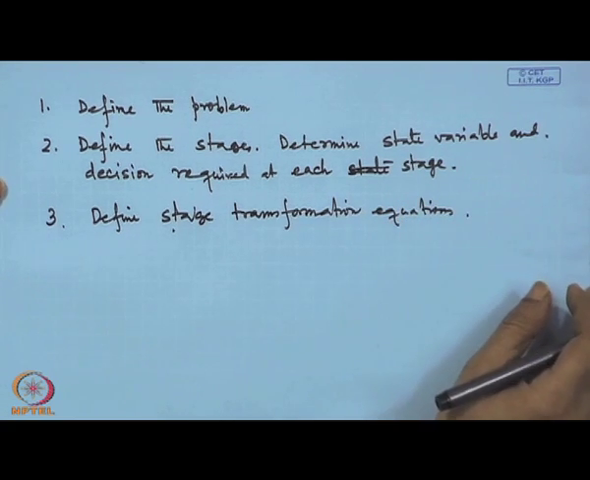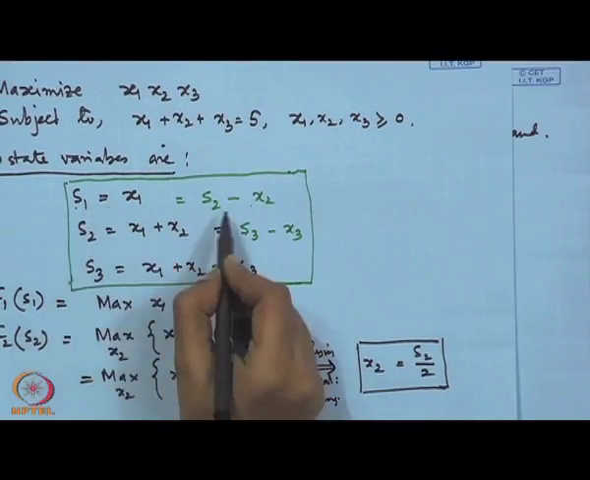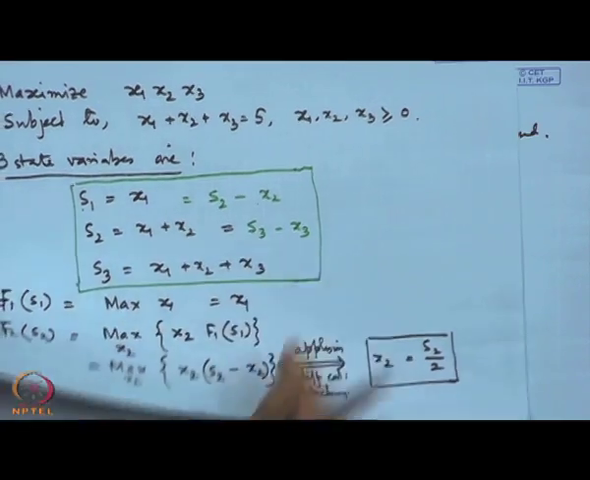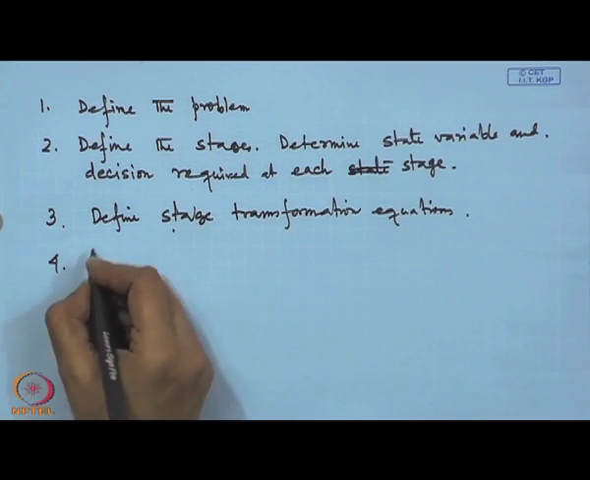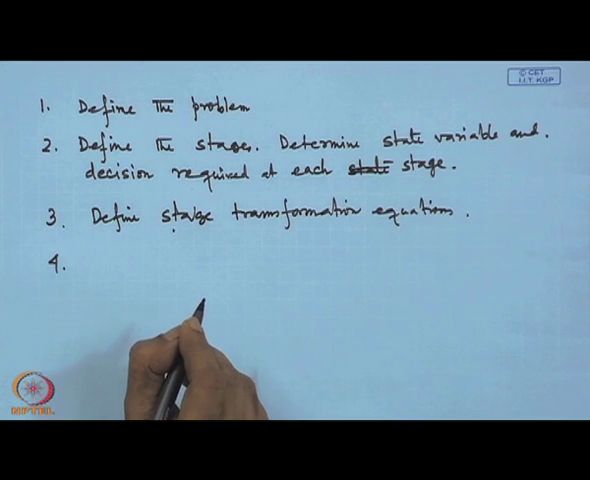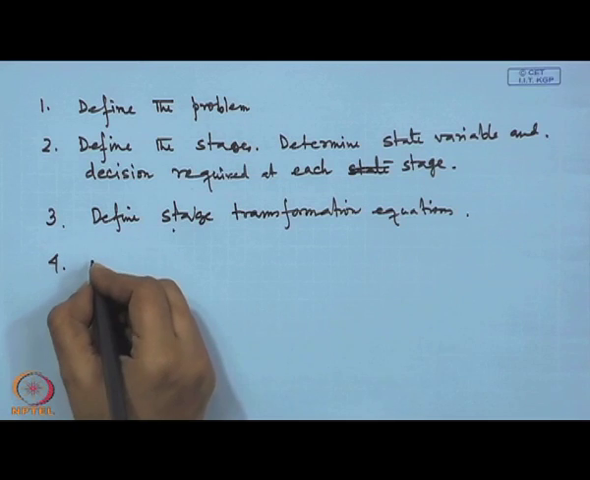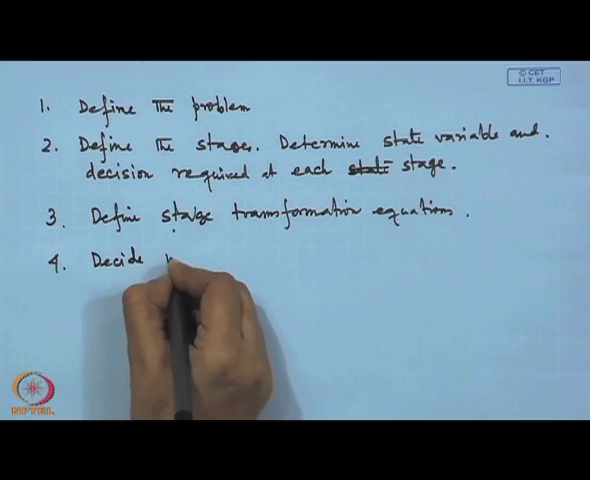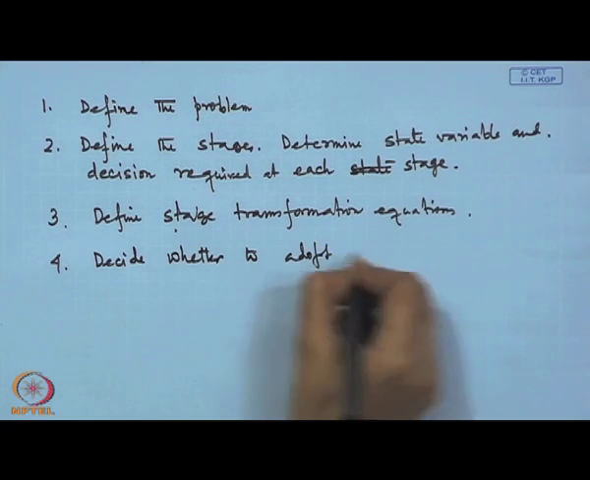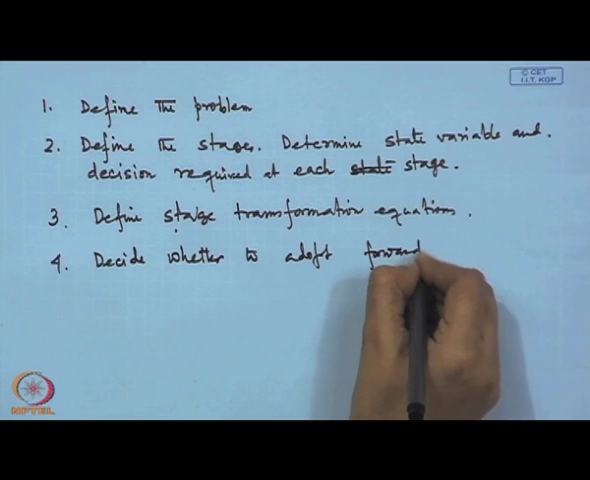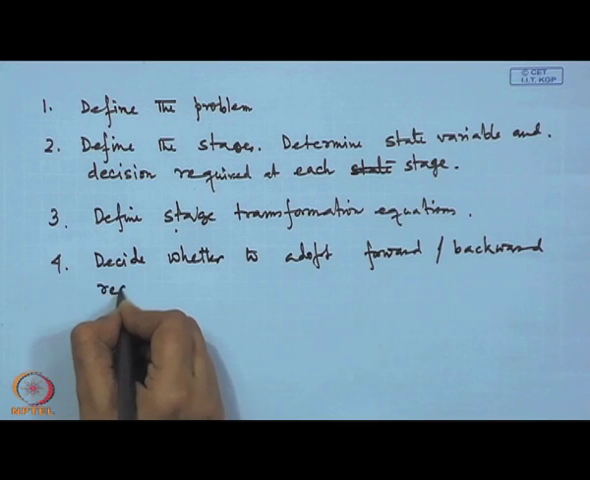As we did there, because we had the state transformation equation in this case, that S1 is equal to S2 minus x2, S2 is equal to S3 minus x3, etc. These are the state transformation equations, and then we have to decide whether we will adopt the forward recursive relation or the backward recursive process. That is why decide whether to implement forward or backward recursive process.